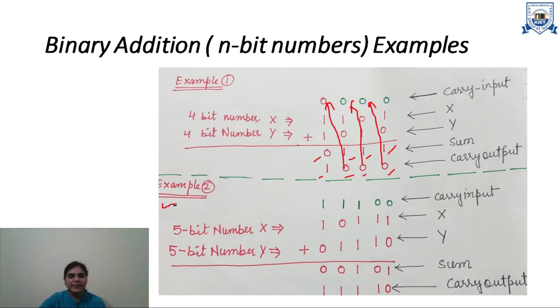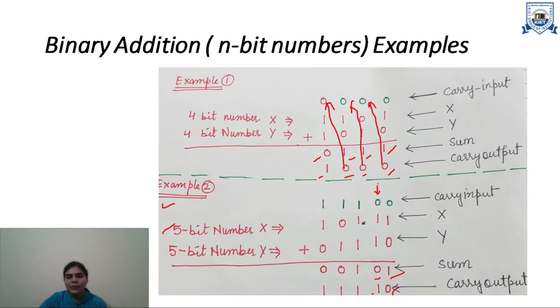In the second example, we have taken a 5-bit example. We have two 5-bit numbers x and y. We will perform addition bit by bit. Here 1 plus 0, sum will be 1 and carry will be 0. The carry will go to the next stage. Here 1 plus 1, the sum will be 0 and carry will be 1.